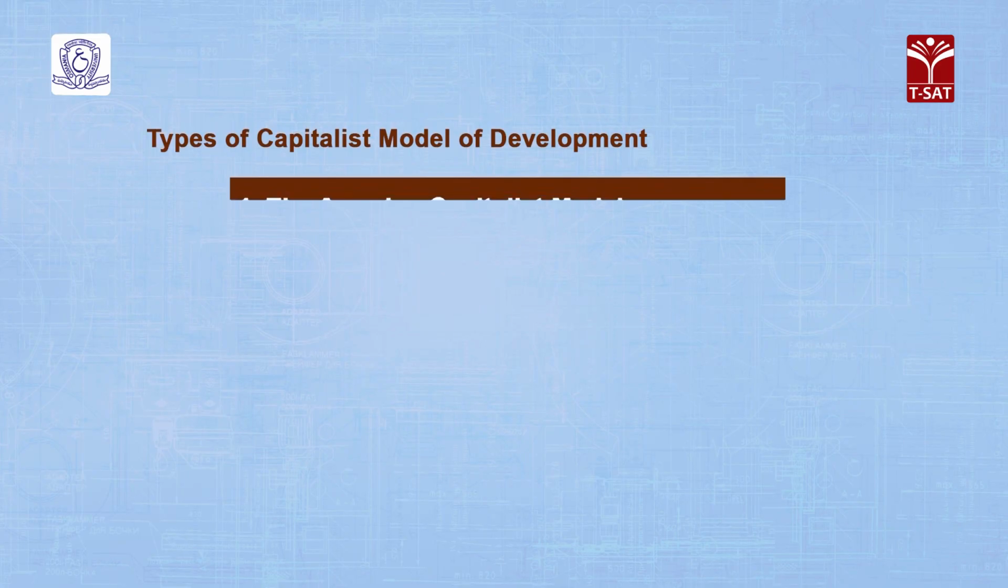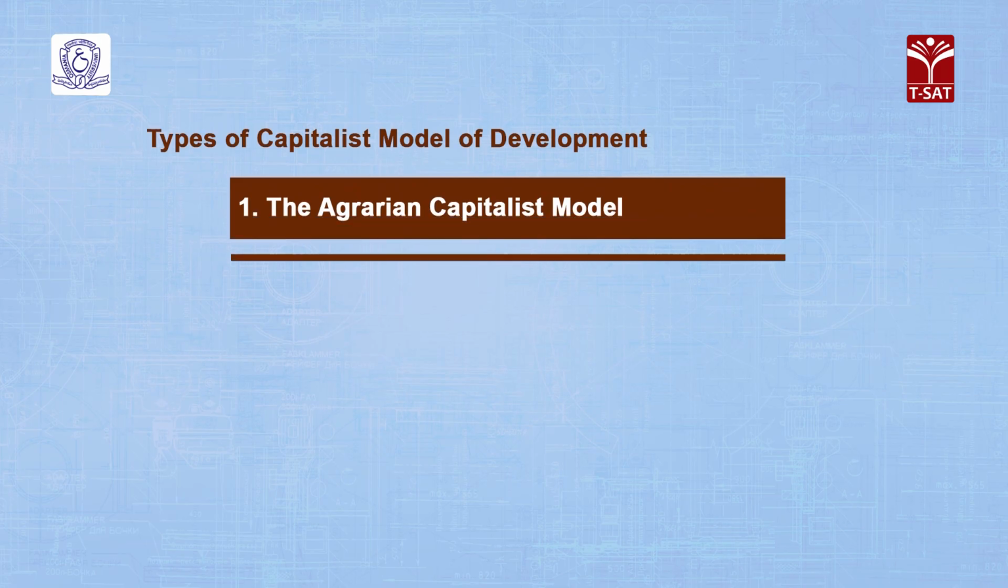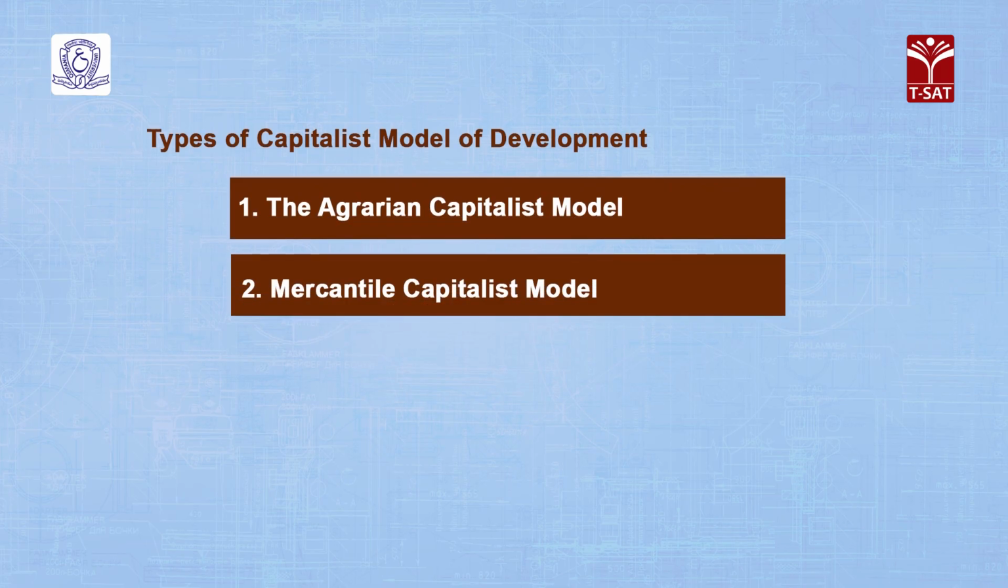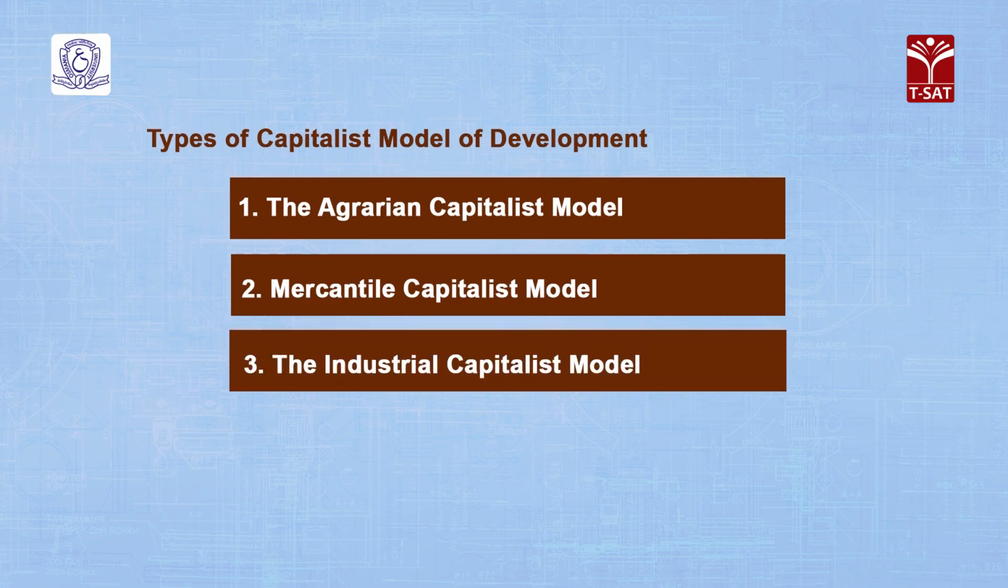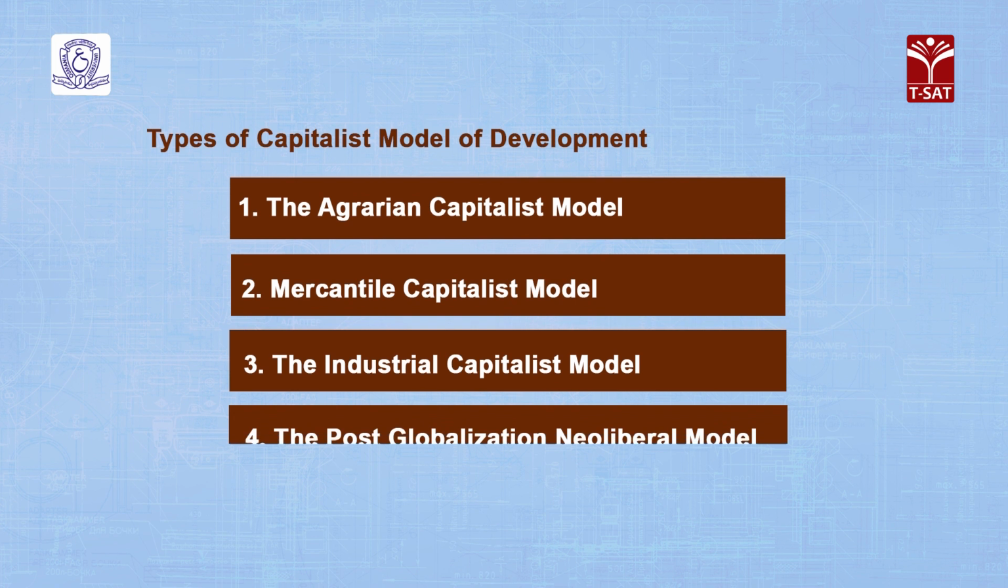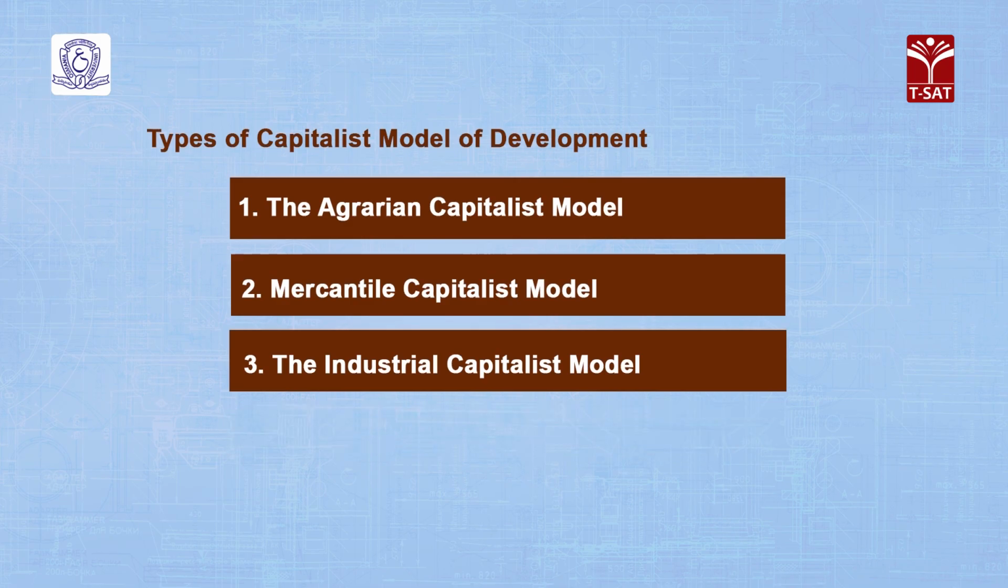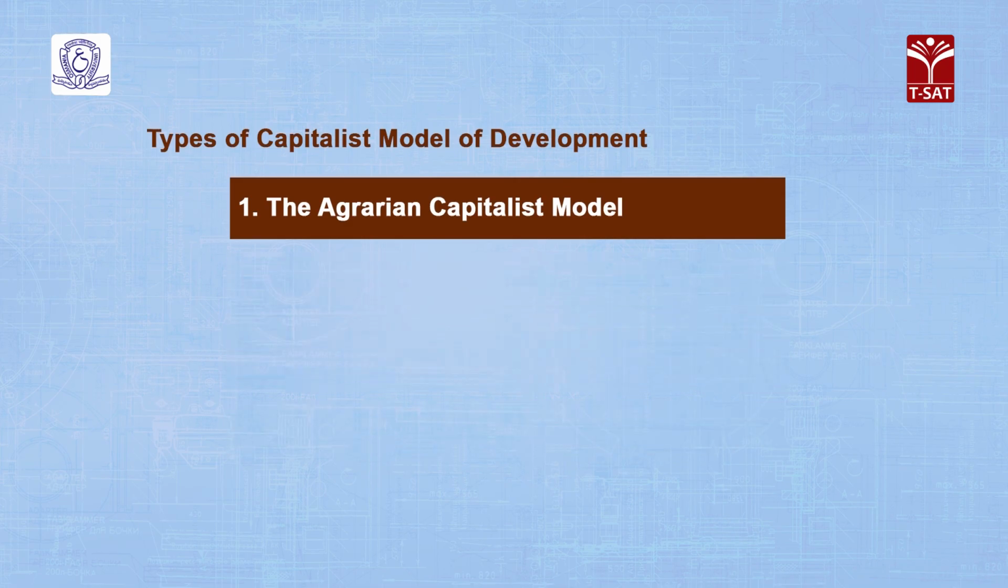Let us try to understand about different types of capitalist model of development. The form of capitalism has been undergoing change and thus the models of capitalism have also evolved. These models are the agrarian capitalist model, the mercantile capitalist model, the industrial capitalist model and the post-globalization neoliberal model. Let us now understand about the agrarian capitalist model.